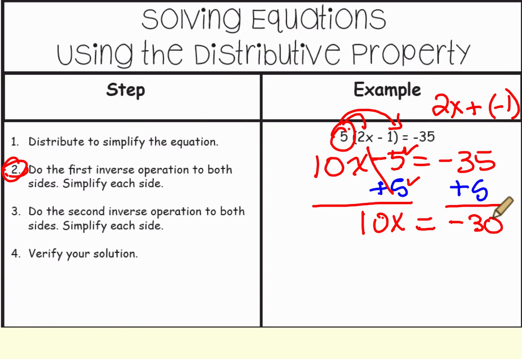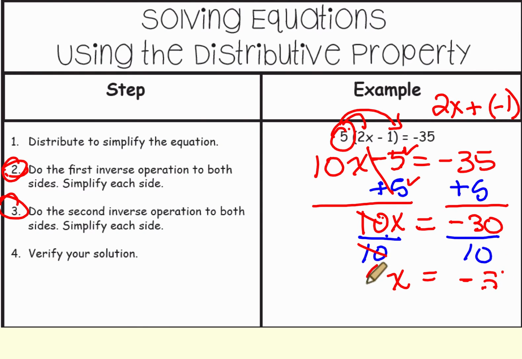So I'm ready to do the second inverse operation. Remember, this expression says 10 times x, so I'm going to divide by 10. And whatever I do to the left side, I do to the right. And now what do I have left over? Well, 10 divided by 10 is 1, and 1 times x is x. Negative 30 divided by 10: negative divided by positive is negative, and 30 divided by 10 is 3.